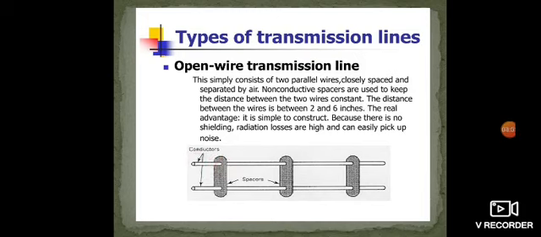These spacers are not a conductive material, and the distance between the wires is between 2 and 6 inches. The parallel wire type is very easy to use, but the drawback is that one conductor carries the original signal and the other wire acts as a ground wire.